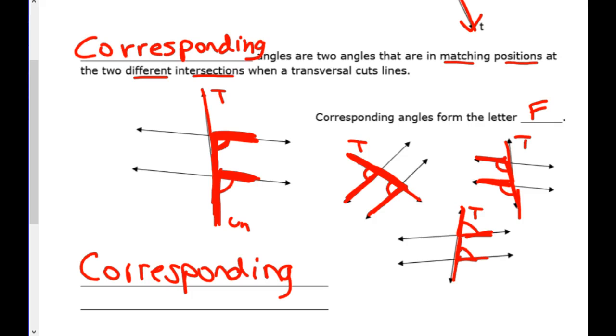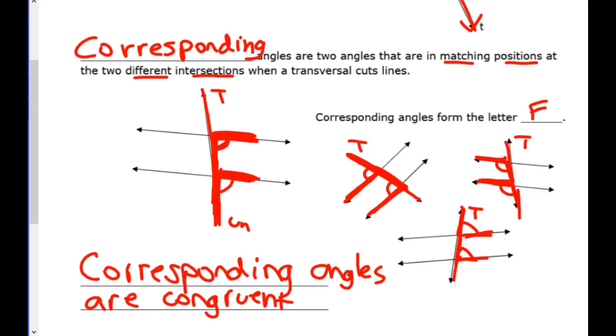So corresponding, this will help you remember, corresponding is congruent, okay? Double C. Corresponding angles are congruent. So again, CC, corresponding, congruent. Corresponding are congruent. And then at the bottom there, we're going to talk about interior and exterior. So let's take a look at that.